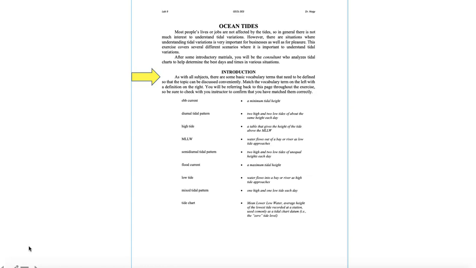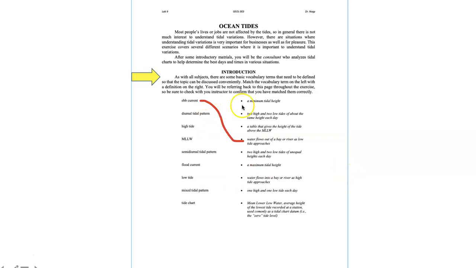One thing I want to make clear is that this is not a one-to-one relationship between a term and a definition. Sometimes I have students who just draw straight lines across. This is scrambled. You're supposed to figure out which word goes with which definition. So I'll give you one for example. An ebb current is when water flows out of a bay or river as low tide approaches.